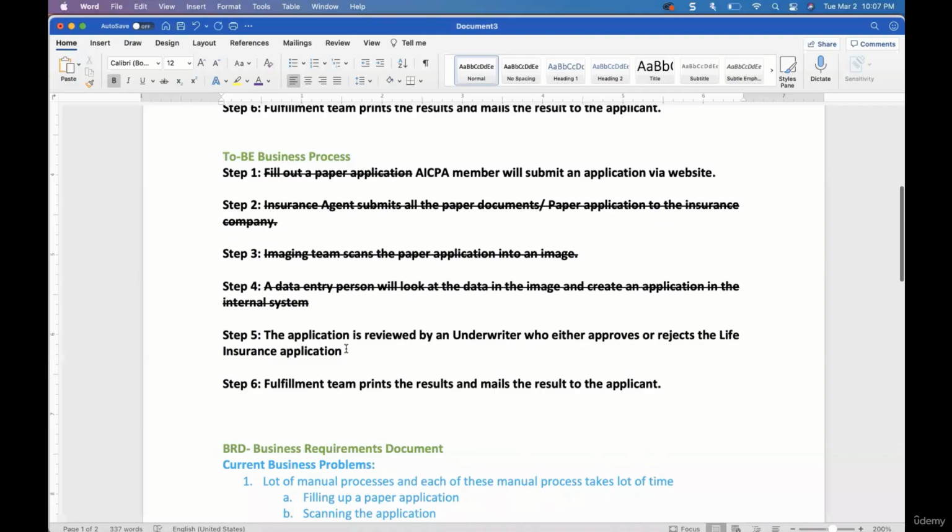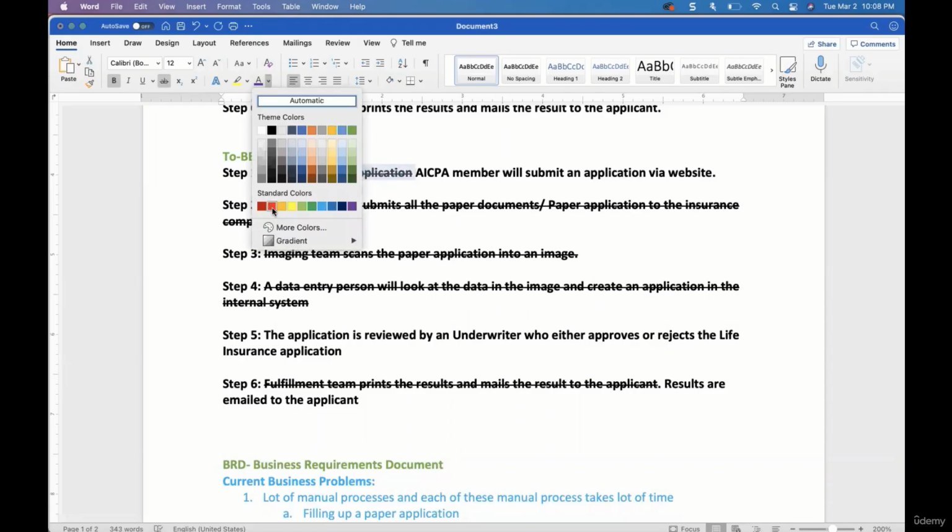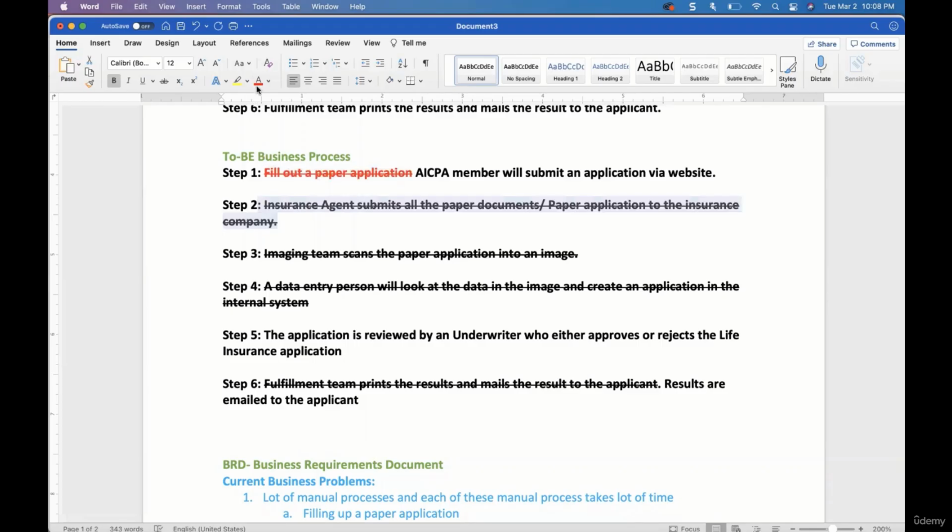Directly, it goes here, right? So the moment they submit, it directly goes to the underwriter. Do you need this? No, it will be replaced by an email, right? Yep. So let me do some color coding so you understand how many things we are removing and how much easier we are making the process.